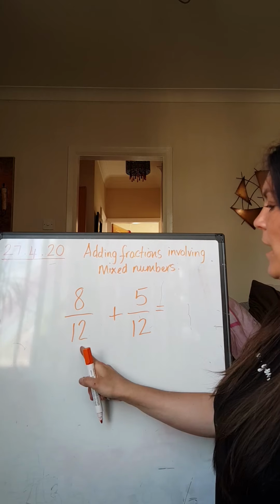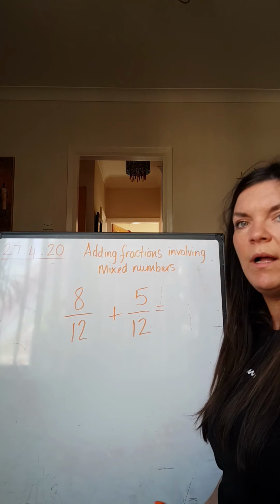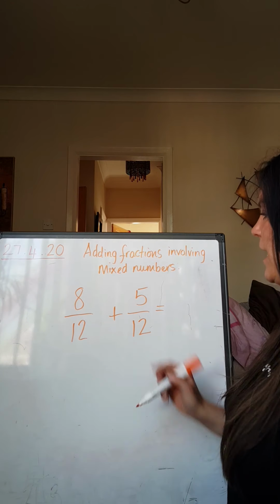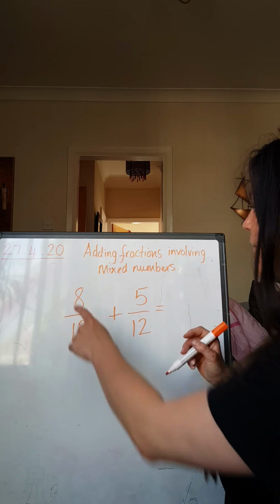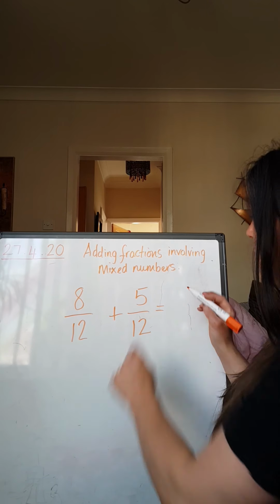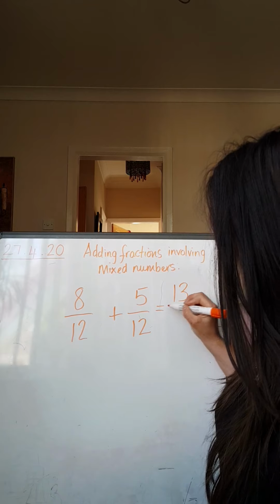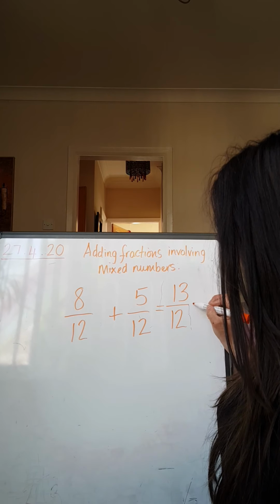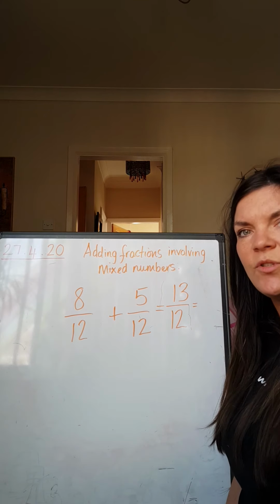So it's 8/12 add 5/12. Now the bottoms are the same, I just need to add the 2 top numbers. 8 add 5, 8, 9, 10, 11, 12, 13. So I've got 13/12. Now, is that the answer, or can I do something else with it?